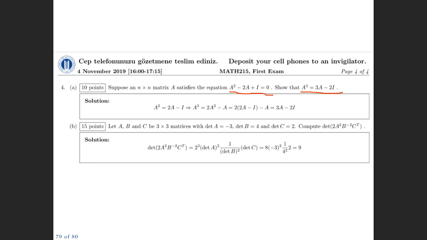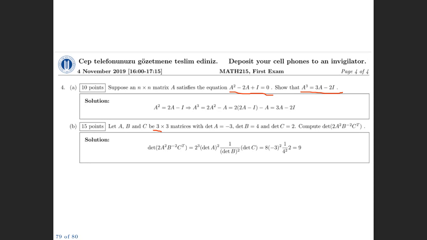We're told that A, B, and C are 3x3 matrices. The number 3 is going to be important. We're told that the determinant of A is -3, the determinant of B is equal to 4, and the determinant of C is equal to 2. And then we're asked to calculate the determinant of 2A squared, B to the power -2, C transpose.